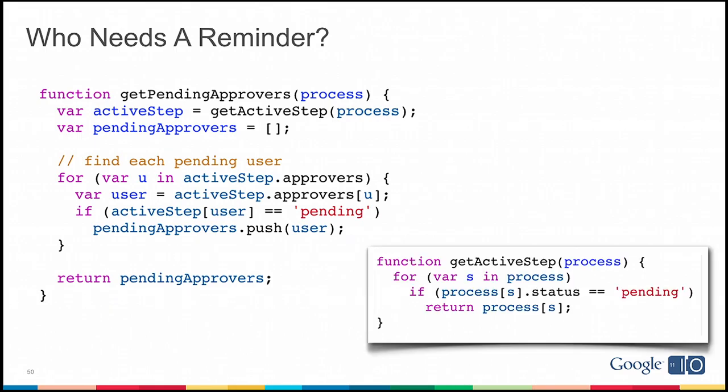Let's have a look at the getActiveStep function. We're going to just iterate through the array of steps in the process, and we're going to find the first step that hasn't been fully approved, so the first step that's pending. Okay. So relatively straightforward, relatively simple.